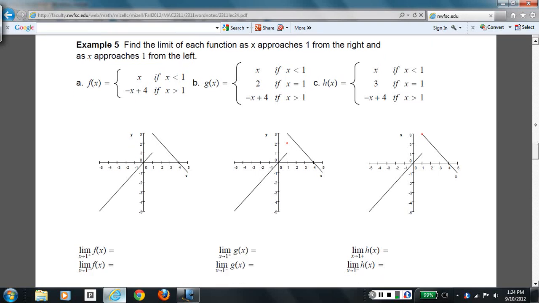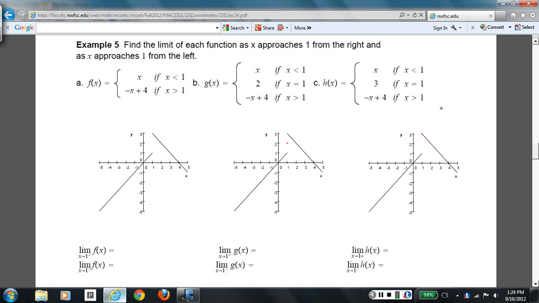Now example 5. It's a lengthy example, but I'm going to try to make it as short and sweet as possible. My whole point in this example is that the values of each one-sided limit have nothing at all to do with how the function is defined at the number 1. The first function is completely undefined at 1. The second function is defined to equal 2 at 1. And the third function is defined to equal 1 at 1.